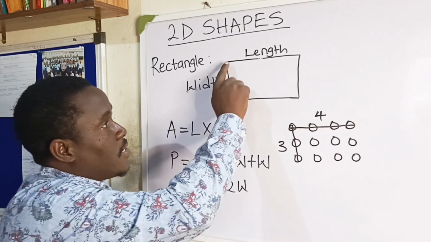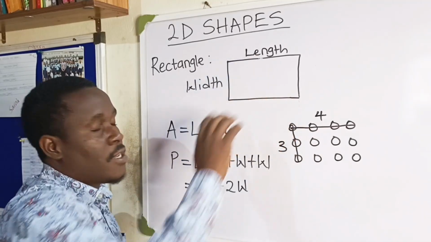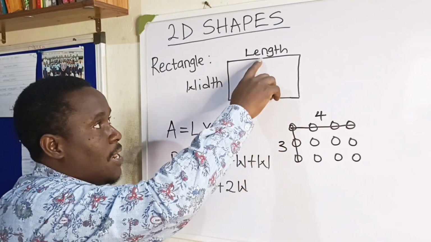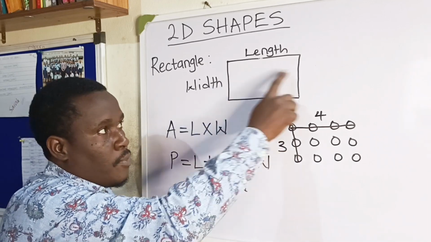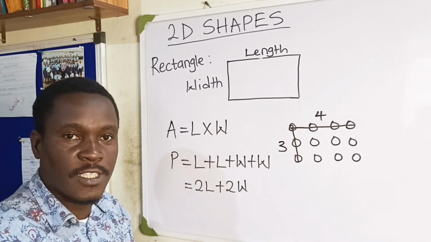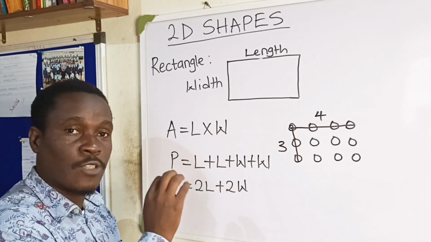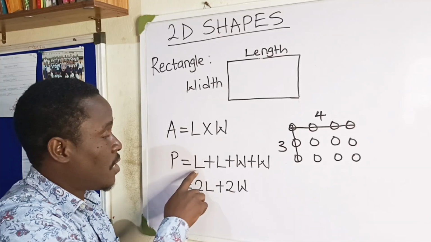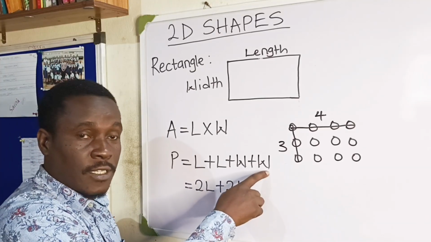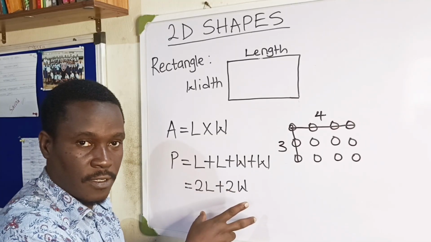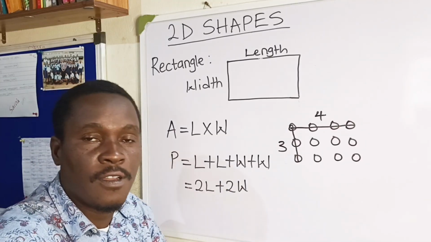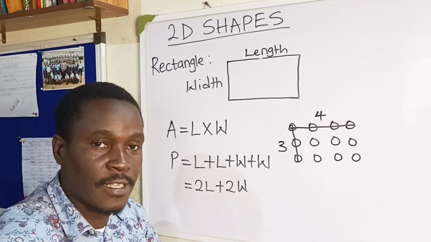So since these are the lines surrounding the 2D shape, to get the perimeter, all you need to do is length plus length plus width plus width. The sum of all the sides gives you the perimeter. That's why the formula for the perimeter of a rectangle is length plus length plus width plus width. Or you can simply say 2 length plus 2 width. Okay, that gives you the formula for calculating the perimeter of a rectangle.